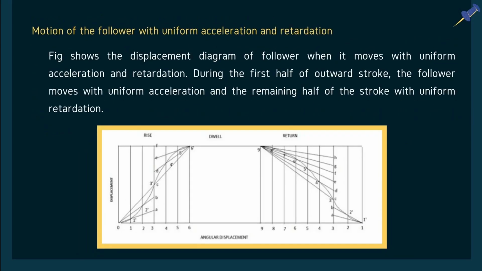And here the last is uniform acceleration and retardation. If the follower velocity is increasing at a constant rate, then it is called uniform acceleration, as we can see in the diagram. In the first half stroke the follower moves with uniform acceleration, and if the follower decreases its velocity by equal amounts in equal intervals of time, it is called uniform retardation, which we can clearly see in the remaining half stroke.